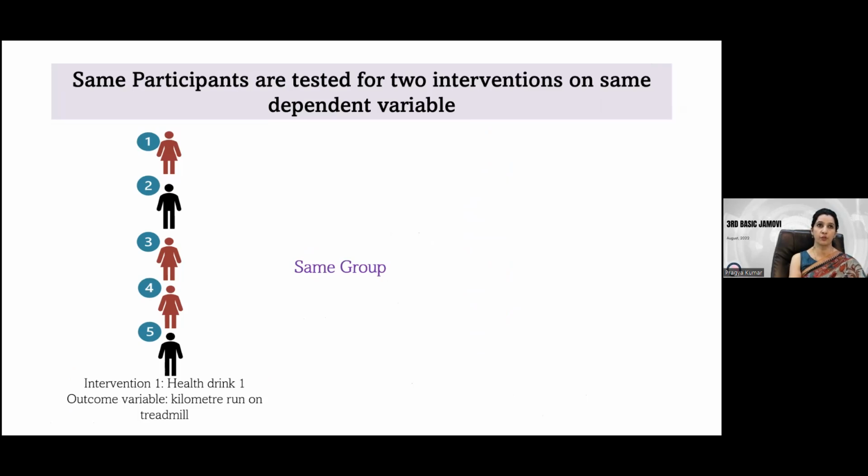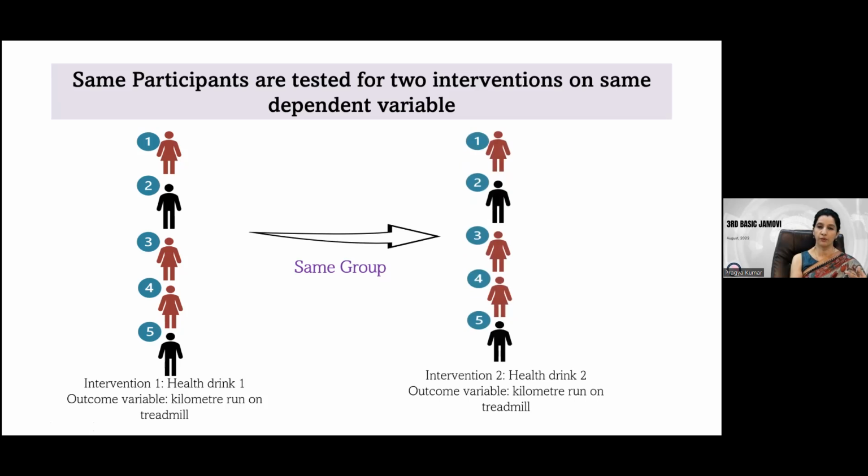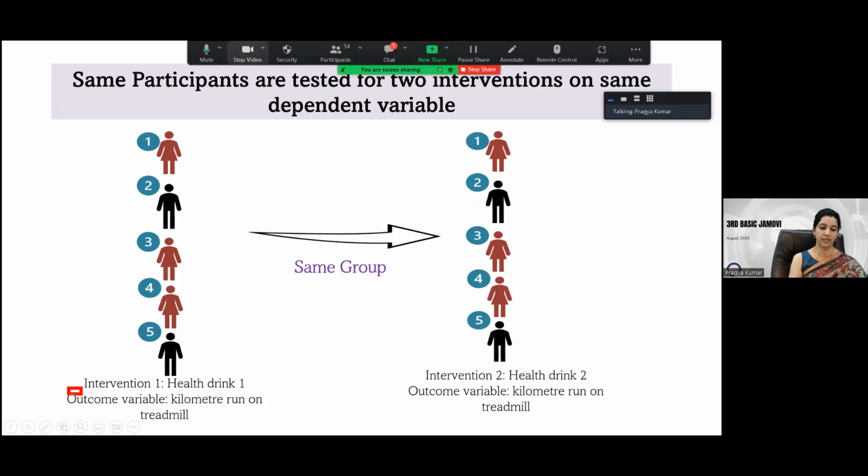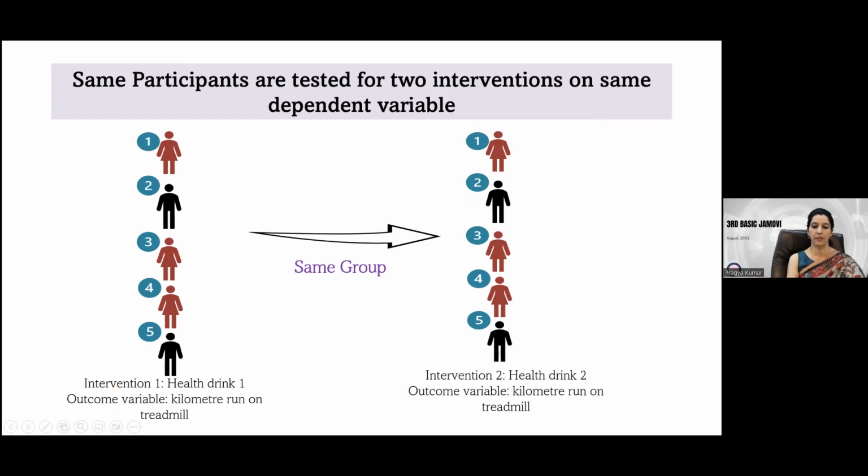Similarly, you may be testing the participants for two interventions. These are the 5 individuals and you have compared the kilometers run on the treadmill for these 5 individuals, and for the same group, after some time you give intervention 2, which is the health drink 2, and then you measure the kilometers run on the treadmill. So the variable is the same, but it is two different interventions. There is a health drink 1 and a health drink 2. So this is again a paired value.